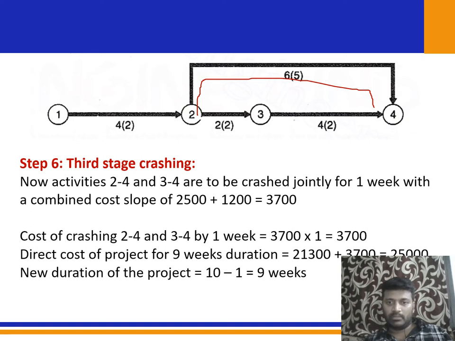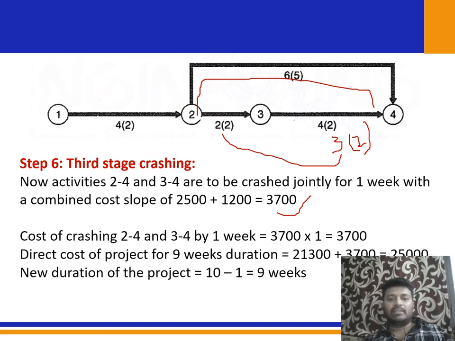When I crash 3 and 4 by 1 week, it becomes 3 and 2, but 3 plus 2 becomes 5, and here we have 6. So it is logically incorrect, so I'm going to crash this 2 and 4 by 1 week also. That is why I'm crashing 3 and 4 and 2 and 4 jointly by 1 week. So the combined cost slope will be 2500 plus 1200, which is equal to 3700. The total cost of the crashing now becomes 3700 into 1, which is equal to 3700. And the total direct cost for 9 weeks duration is 21,300, the previous total cost, plus the extra cost of 3,700, which is equal to 33,000. Am I right?